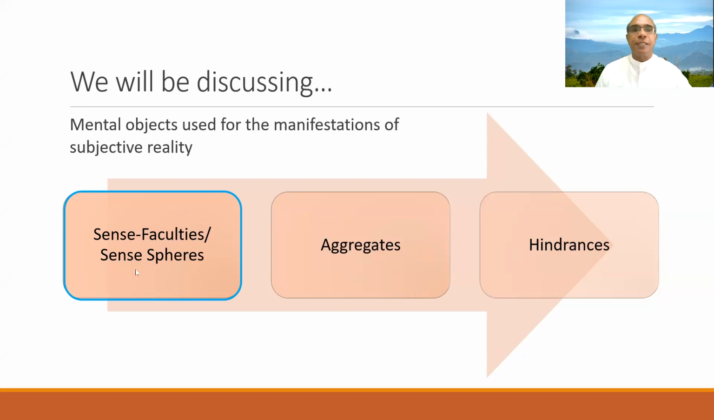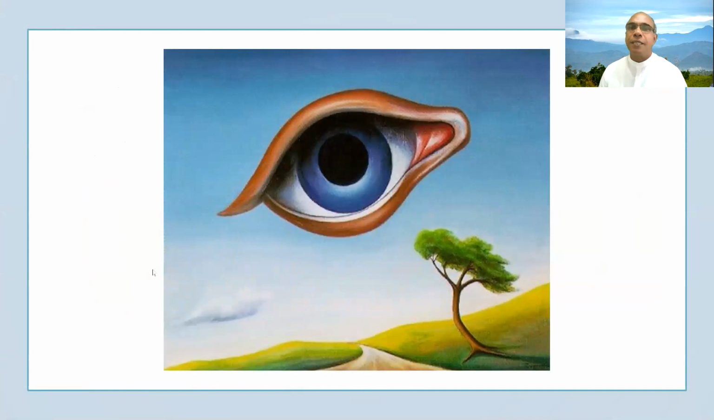Today, an introduction to this idea called sense faculties or sense spheres, which we have actually been talking about. I was talking about the eye, the ear, the nose, the tongue, and the body. They are the sense faculties. For example, if you take the eye, in meditation terms, it's called a sense sphere or sense faculty. What does it sense?